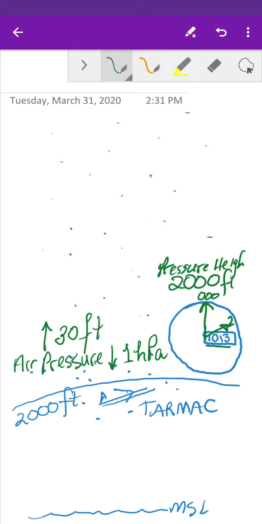So this altimeter says it's 2,000 feet above the 1013 pressure level. And let's say that it just so happens to be 1013 hectopascals at mean sea level. That's the ISA model. So what we're saying is we are 2,000 feet above mean sea level. We are also 2,000 feet above the 1013 hectopascal pressure line.